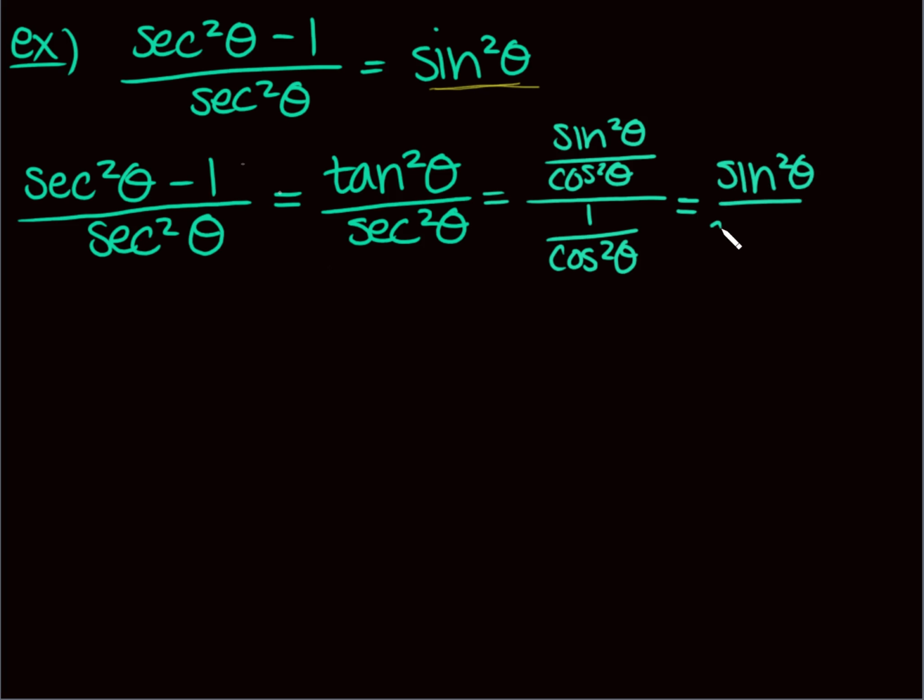So I take the top. This is some stuff hopefully that you remember. The numerator, and then I multiply by the reciprocal of the denominator. So what's the reciprocal of 1 over cosine? It's cosine squared. It's cosine squared over 1.